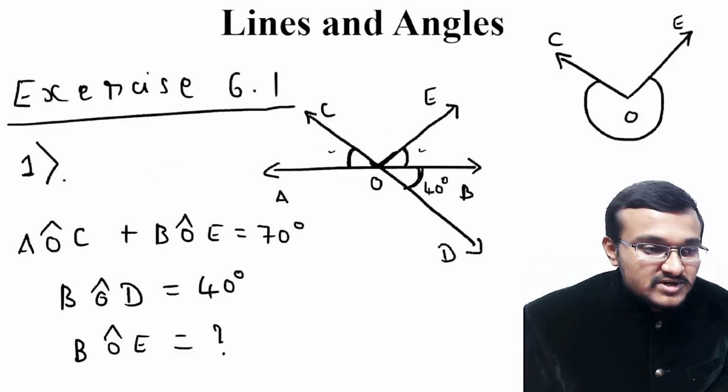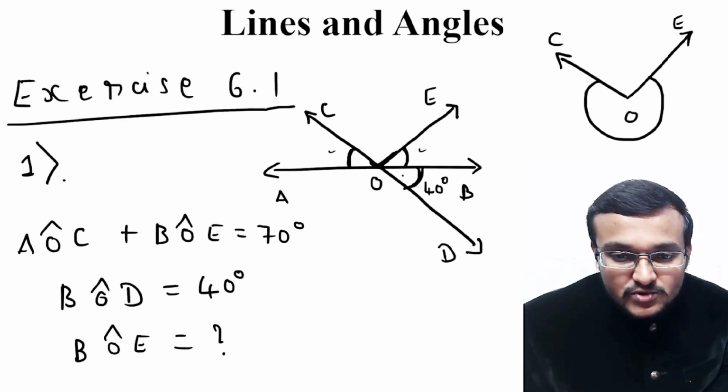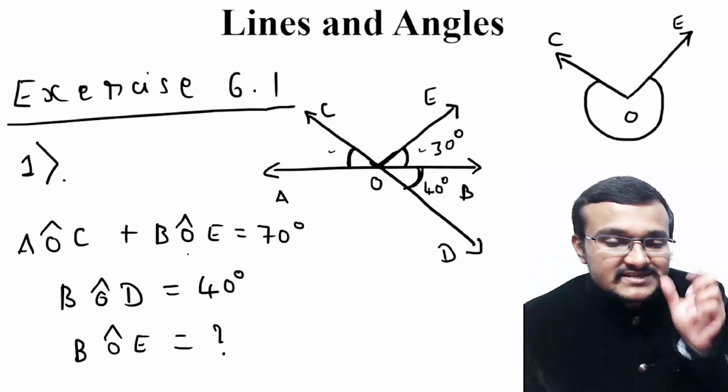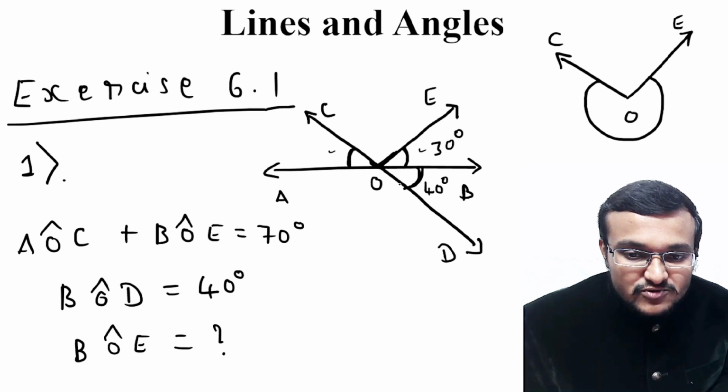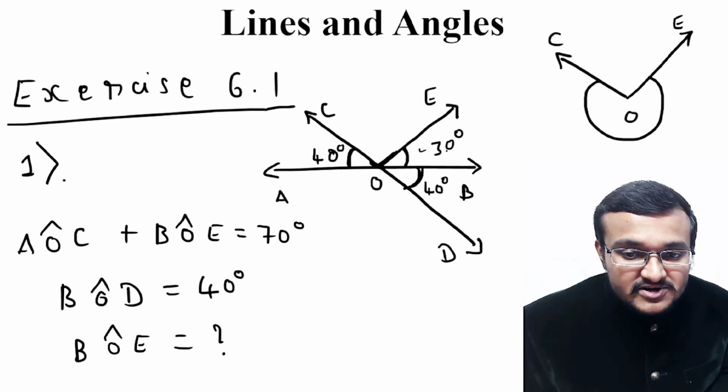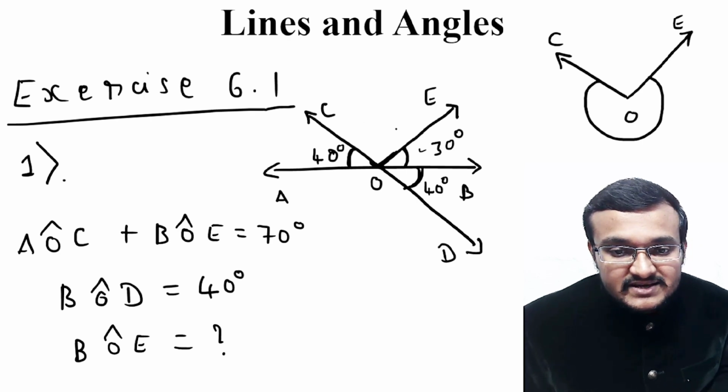Now in this particular image, BOE is equal to 30 degree. So this is 30 degree, and in total it is 70 degree. Since BOD is 40 degree, this AOC will also become 40 degree. So AOC is also 40 degree, and BOE is 30 degree.